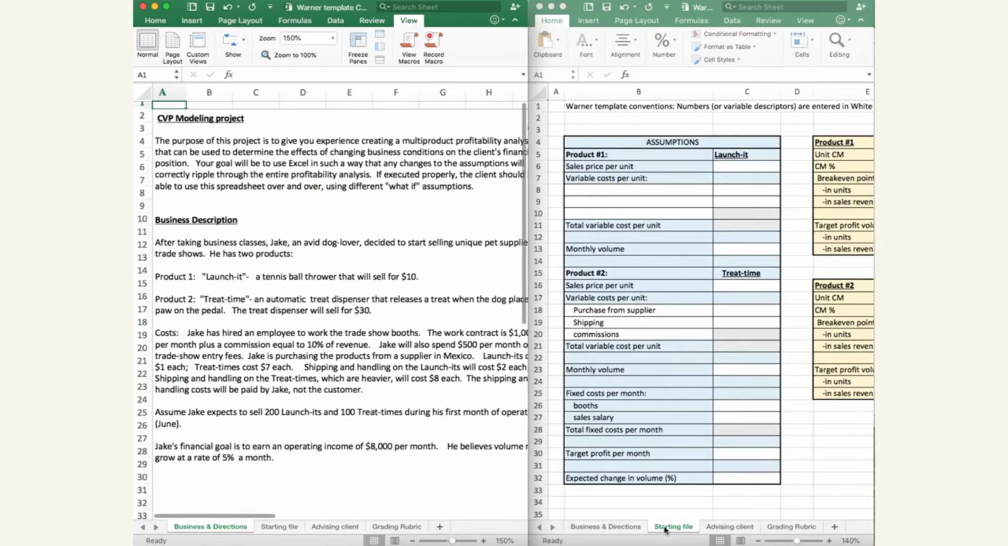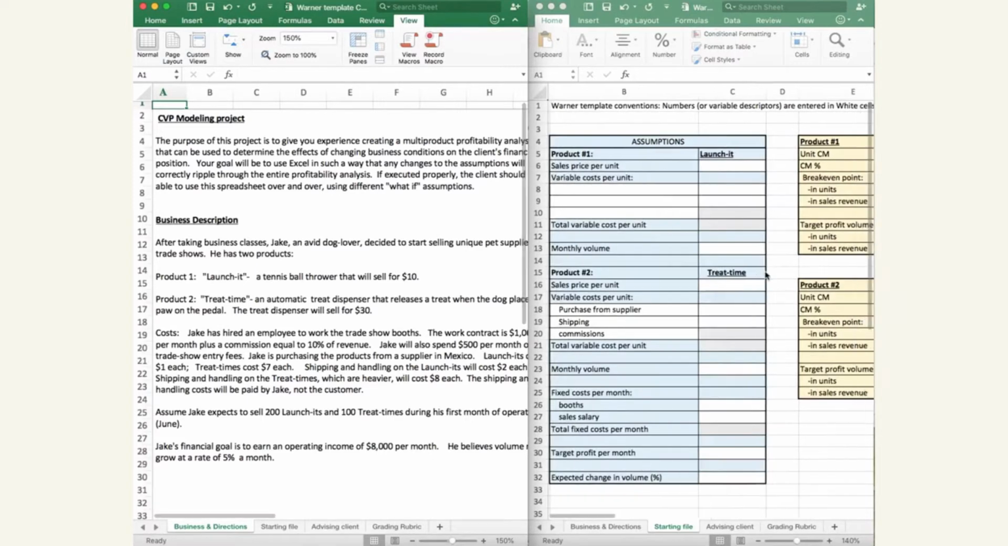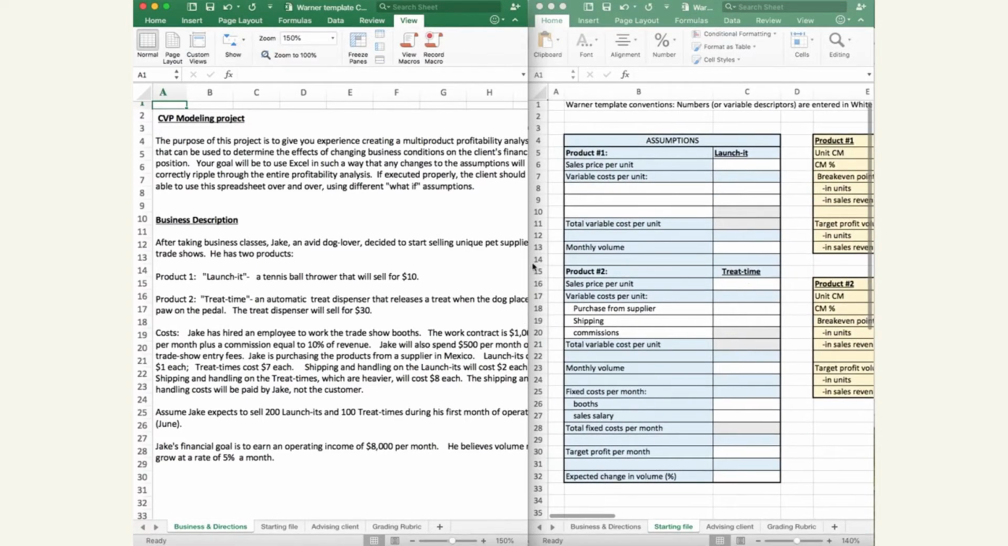Okay, so this is the first thing we're going to do. We're going to go to the starting file and we're going to enter our assumptions. And I want to note that this project is actually quite realistic. This would be a typical sort of thing that maybe someone who doesn't have any kind of financial background would want to know, or should want to know anyways. You know, how much do I have to sell of these two products in order to make an operating income of $8,000 a month? It's a reasonable level of income, and it's a reasonable question to ask, and we now have the tools to be able to answer it.